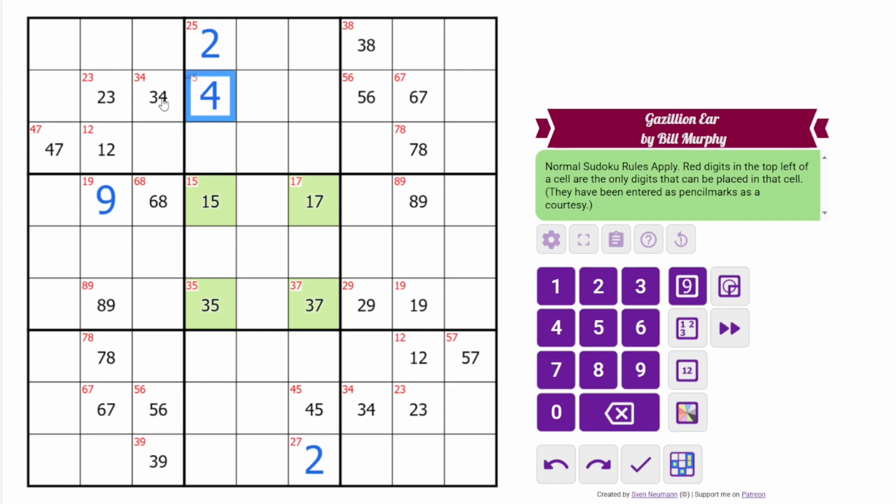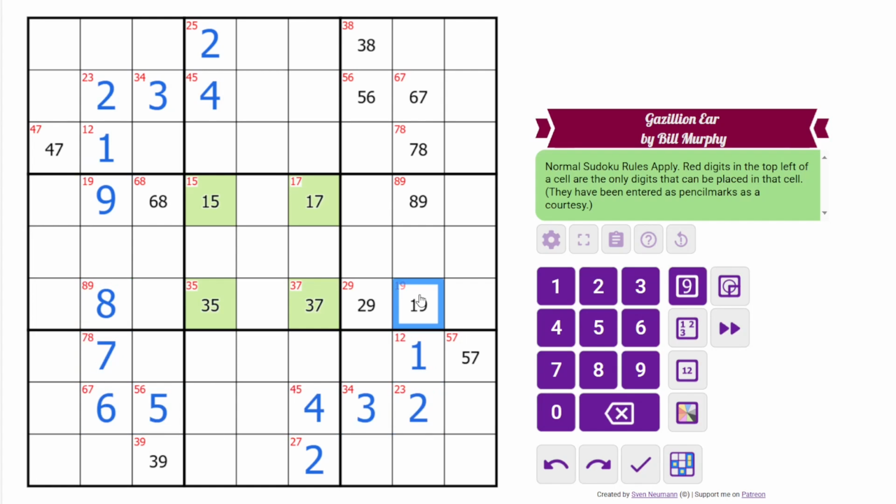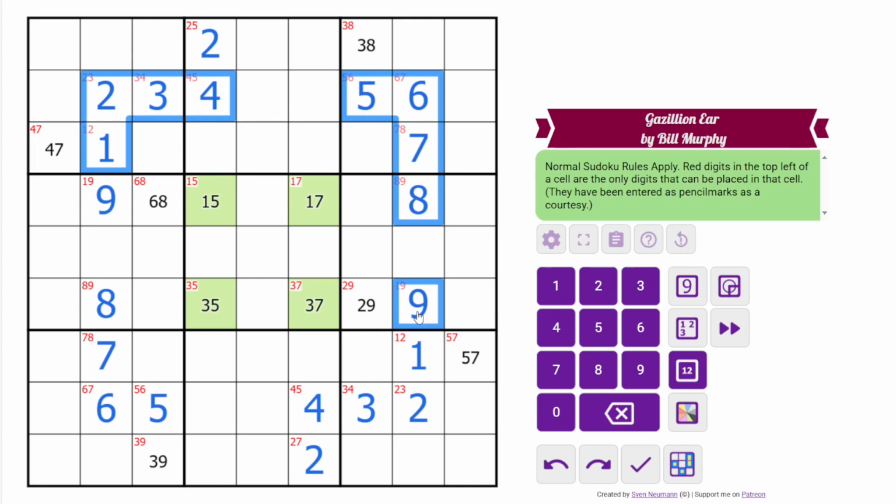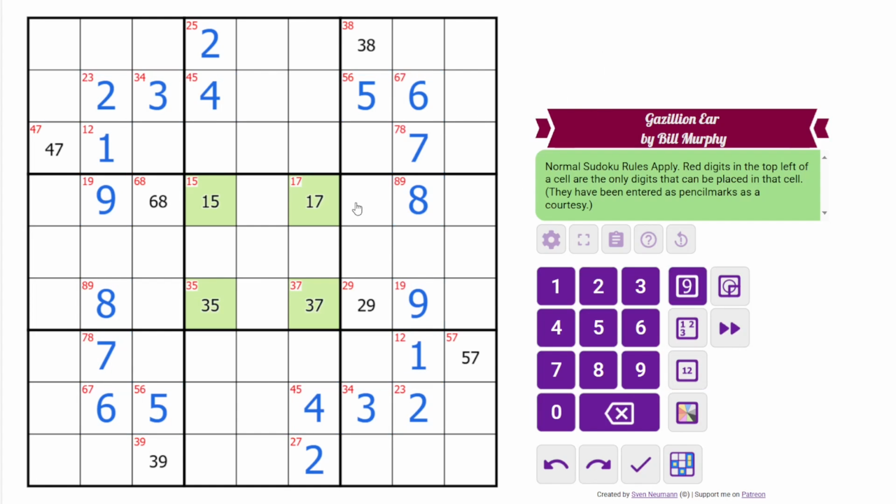We can start with the 4 here. That gives us 3, 2, 1. The 9 gives us 8, 7, 6, 5, 4, 3, 2, 1, 9, 8, 7, 6, 5. You can see what Bill did here. We have 1 through 9 twice in these cells. The 9 gives us a 2, the 8 gives us a 6, the 3 gives us a 9, and the 3 here gives us an 8, the 7 gives us 5, and the 7 here gives us 4.